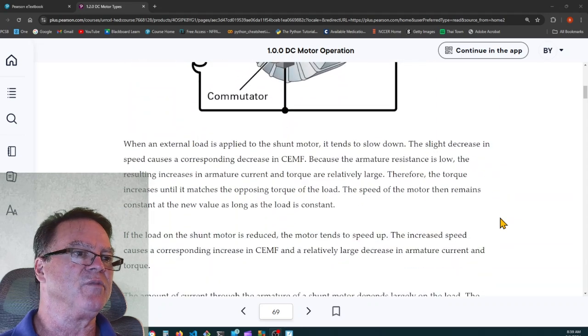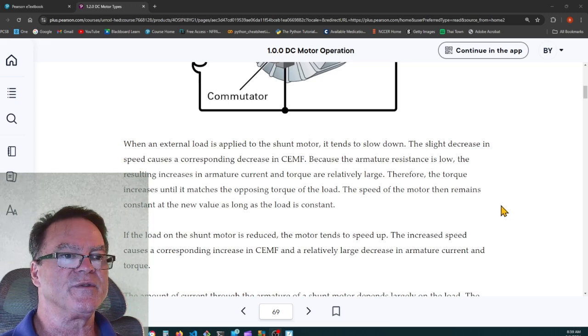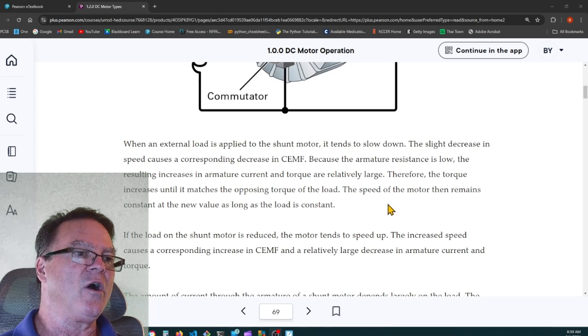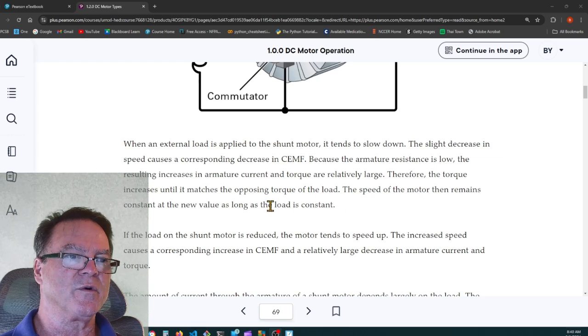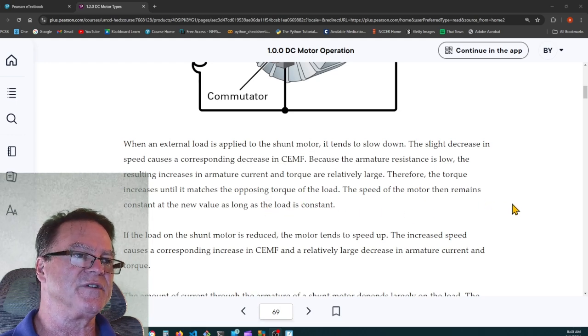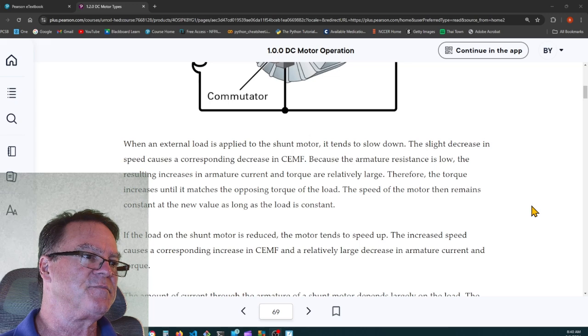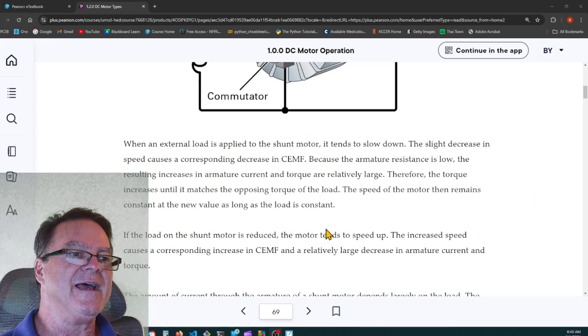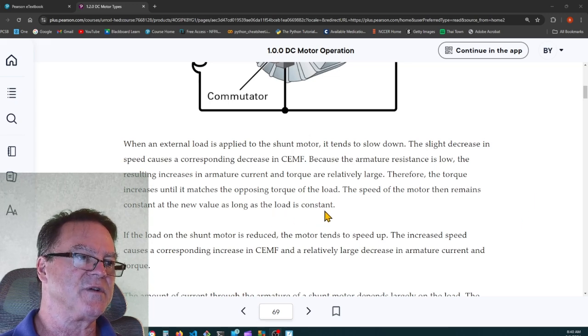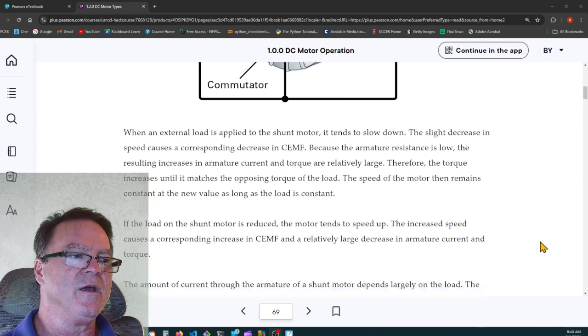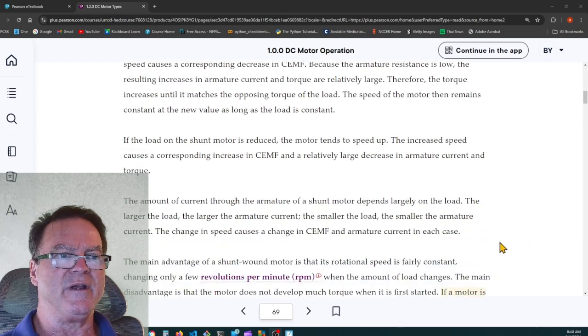When an external load is applied to the shunt motor, it tends to slow down. A slight decrease in speed causes a corresponding decrease in the counter-electromotive force. Because the armature resistance is low, the resulting increases in armature current and torque are relatively large. Therefore, the torque increases until it matches the opposing torque of the load. The speed of the motor then remains constant at the new value as long as the load is constant. So they're very good at speed regulation.